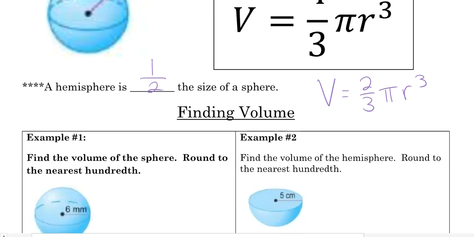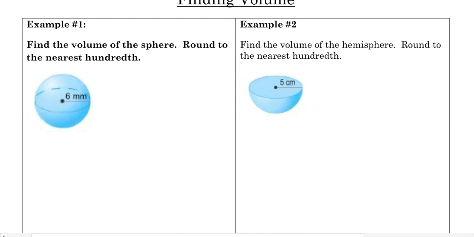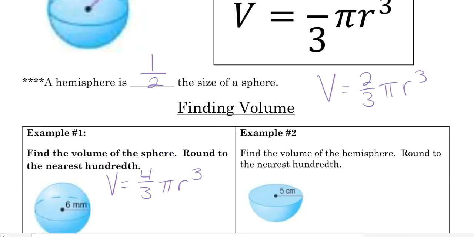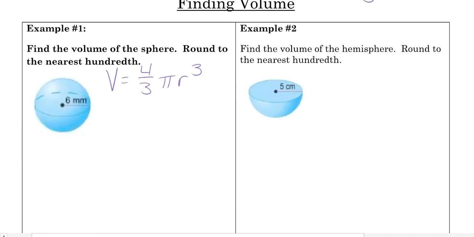So looking at example 1, it says find the volume of a sphere, round to the nearest hundredth. Okay, so I know that my volume is going to be 4/3 times pi times radius cubed. Again, that's an area that a lot of people tend to make mistakes after working with cylinders and cones, is they want to square that radius. Not with spheres or hemispheres. We need to make sure that we are cubing it.